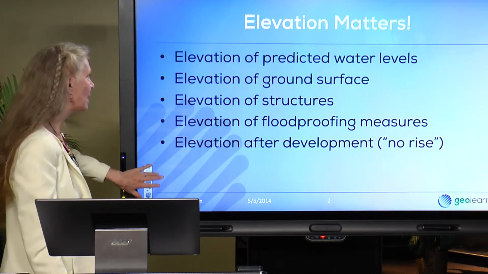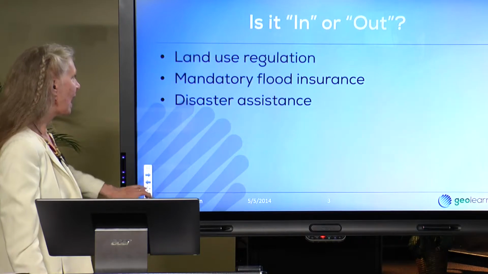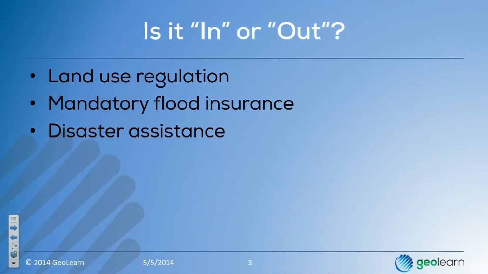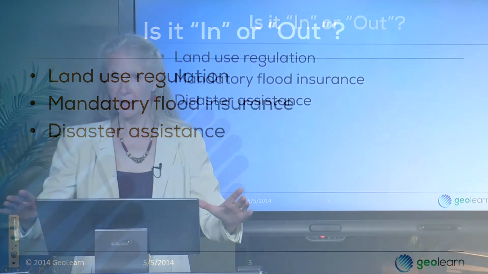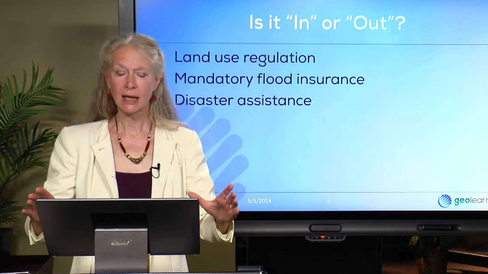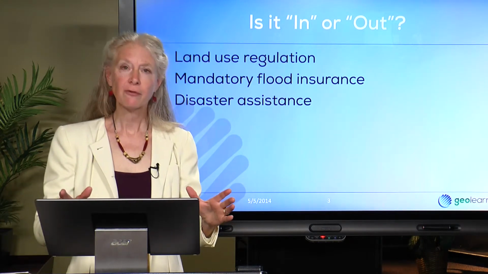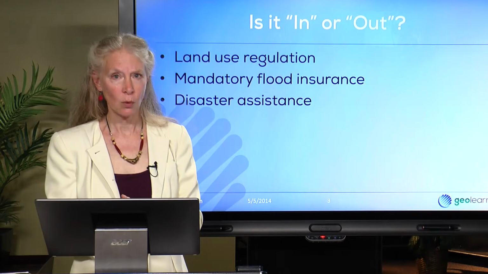So with these in mind, we're going to take a look at whether or not a structure and a property is in the floodplain or out of the floodplain. First of all, we need to realize when we're talking about floodplain, every surface on this planet is a floodplain of sorts. It can be wet. It's just the difference of what is the probability of it being wet.